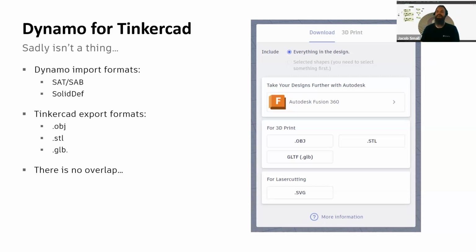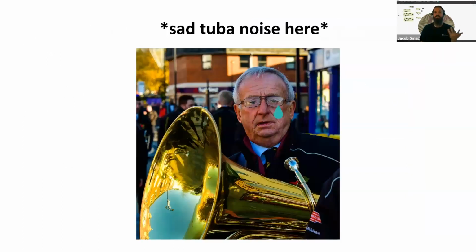But effectively, we know Dynamo can import SAT, SAB, and SolidDef. Tinkercad exports to OBJ, STL, or GLB. There's no overlap there, right? So the quick answer is sad tuba noise. Womp, womp, right? It's not necessarily going to work easily right off the bat.